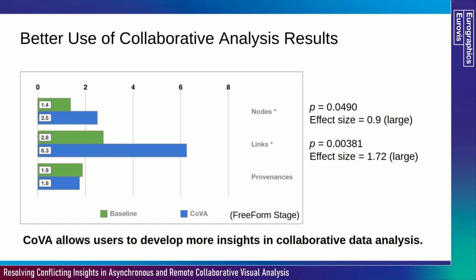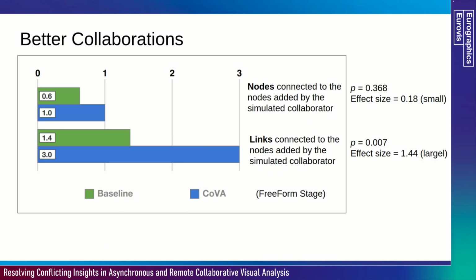In addition to understanding the results, we also analyzed the final insight graph from all the participants in the free-form stage. And we found that COVA allows significantly more insights to be generated using the combined results. Both the number of nodes and links in the final graph are higher in COVA than the baseline. If we only count the nodes and links that are connected to the nodes that are added by the simulated collaborator, on average, the number of these nodes is higher in COVA than the baseline, but the effect is not significant.